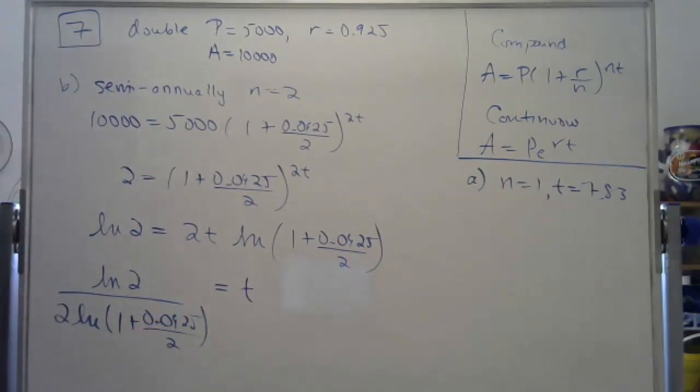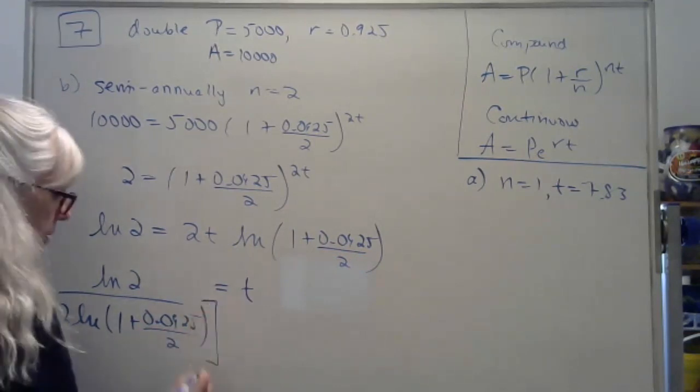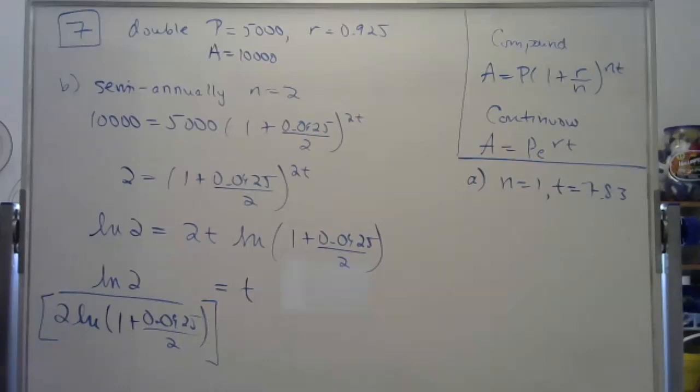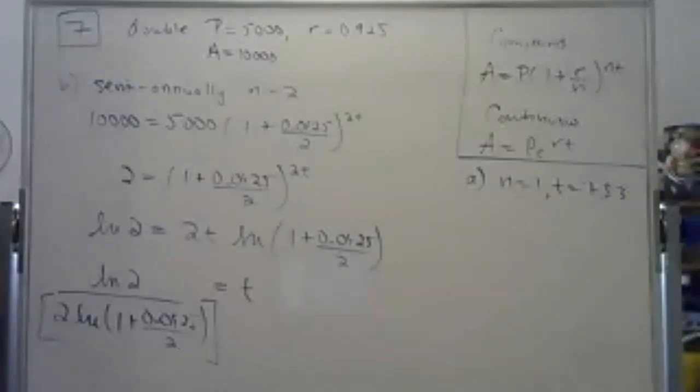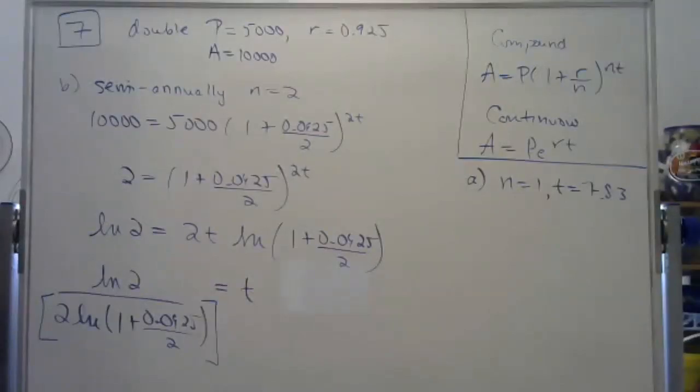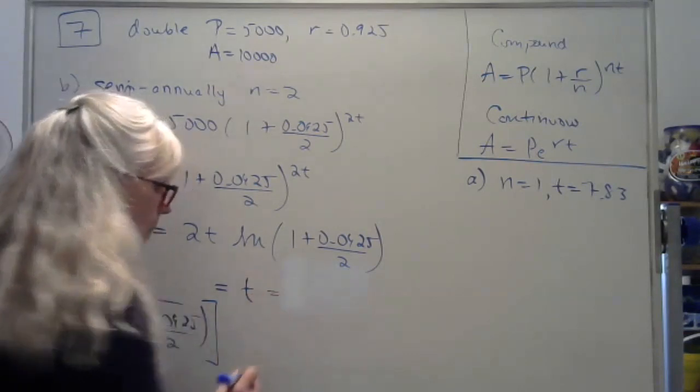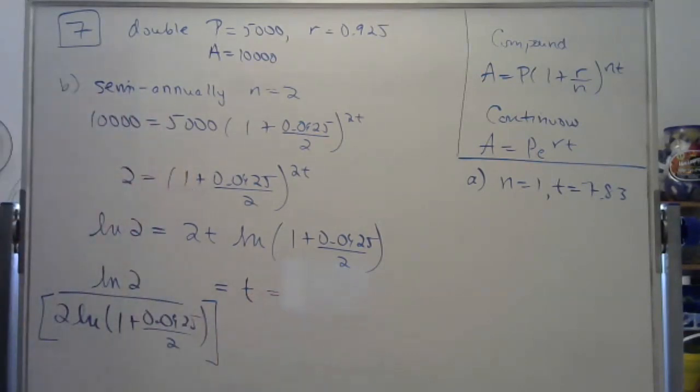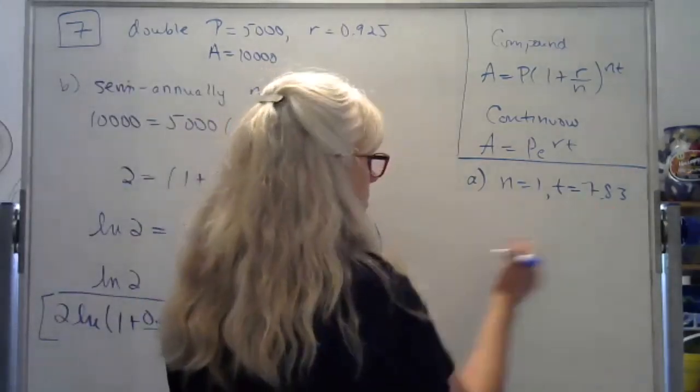Okay, and now I go to my calculator. You might want to make sure you put the entire denominator in a set of parentheses. 2 divided by... okay. So we already know it should be in the ballpark of 7 years somehow.